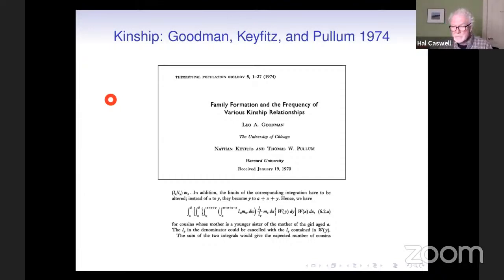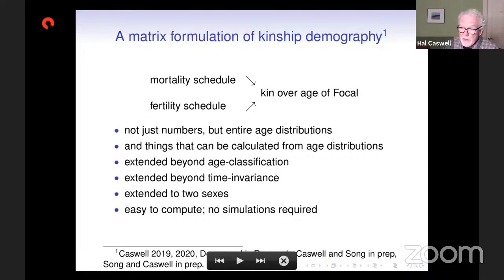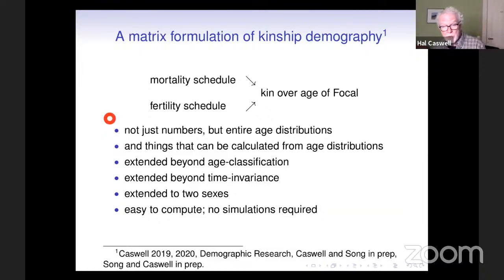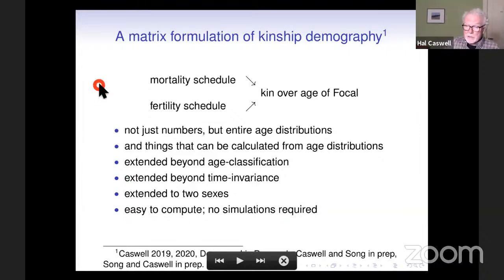Anyway, I set out to create a matrix formulation of this that would allow me to take a mortality schedule and a fertility schedule, and from that calculate the kin of all different types of a focal individual, as a function of age. I'll say more about her in a moment. And I want not just the numbers of kin, I want the whole age distribution, and things that can be calculated from age distributions. I'm not satisfied with a single mortality schedule; I want time varying mortality schedules. And I'm not satisfied with just one of the two sexes. So there's lots of work to be done. The result should also be easy to compute and not require a bunch of heavy duty simulations.